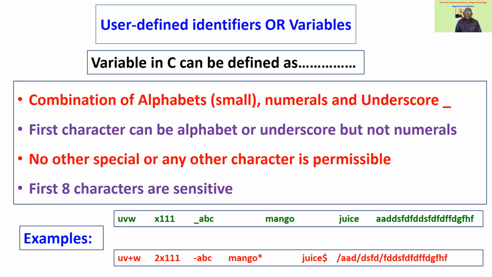Hash AAD, hash DSFD, and so on. Dash, hash, slash is coming many times, so it is not allowed. So try to understand how the variables are defined.